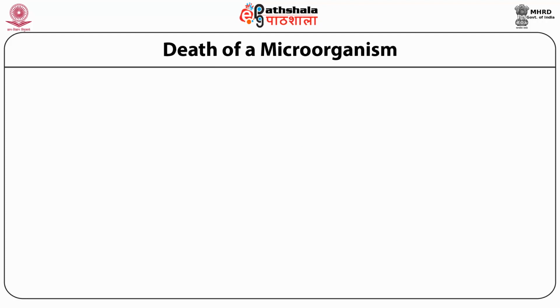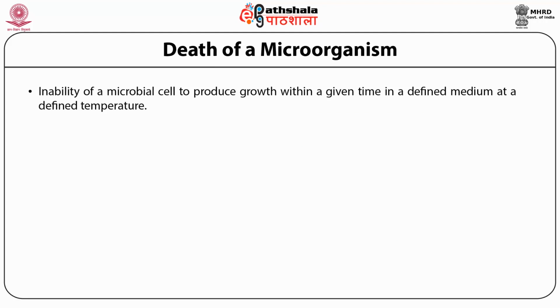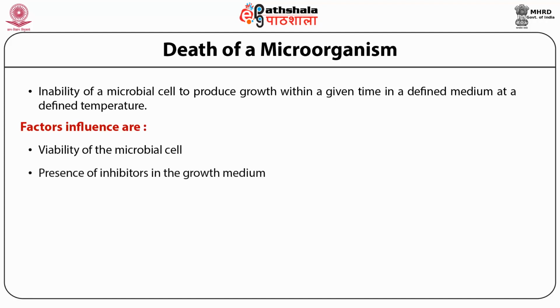Death of a microorganism means the inability of a microbial cell to produce growth within a given time in a defined medium at a defined temperature. What are the factors that influence death of a microorganism? Number 1, viability of the microbial cells. Number 2, presence of inhibitors in the growth medium, that is the presence of different types of antimicrobial substances.